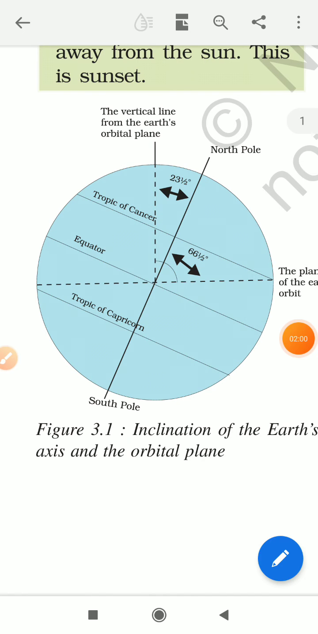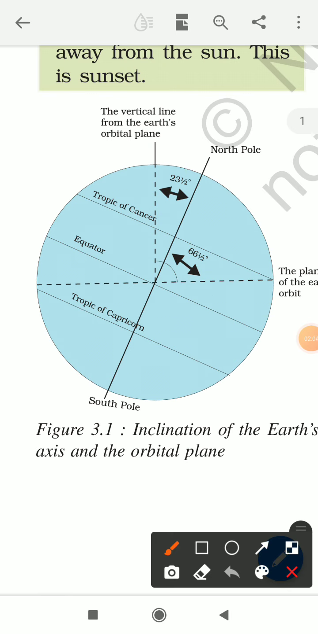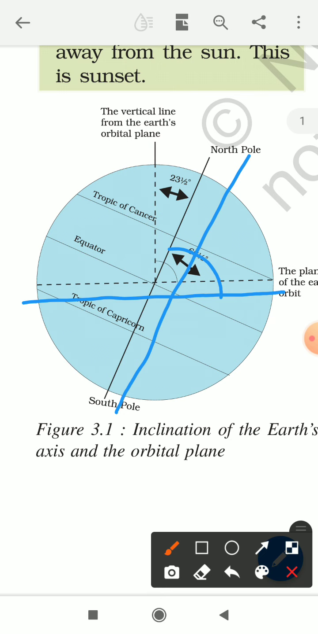The axis of the Earth, which is an imaginary line, as you can see in this picture, makes an angle of 66.5 degrees with its orbital plane. The orbital plane is the plane formed by the orbit. In this picture, you can see this plane area. This plane is the orbital plane, and the angle which the Earth's axis makes with it is 66.5 degrees.